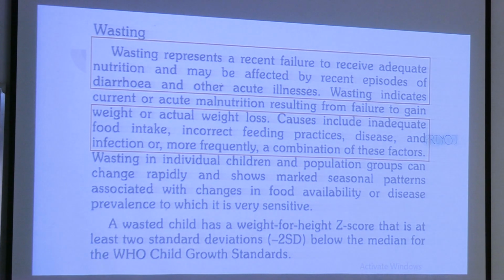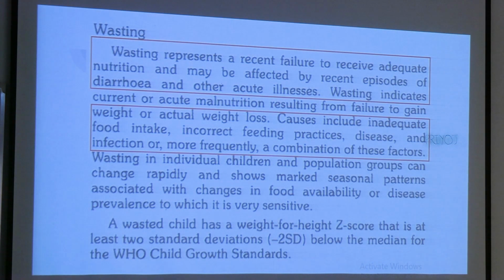So that is why I asked all that history. The risk factors can start from birth. If there is a low birth weight, or the child is not receiving adequate nutrition, there is a high chance that the child will have severe acute malnutrition or wasting in the future.